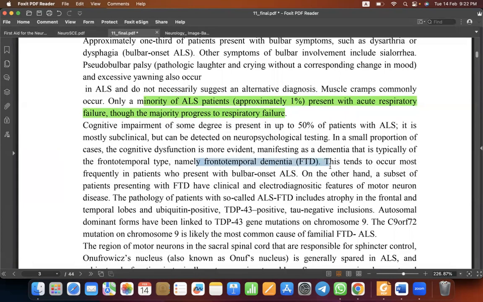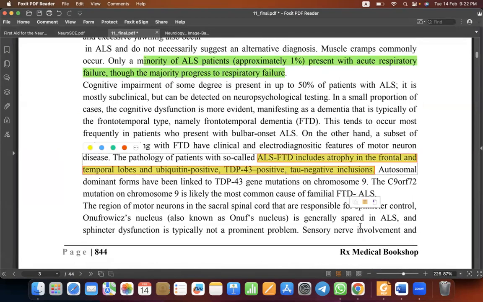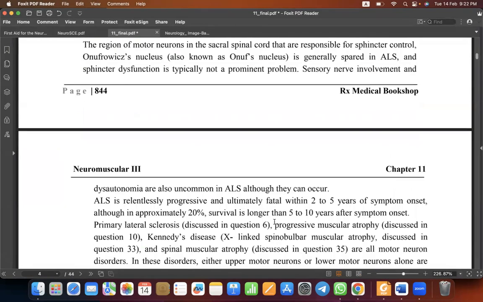Okay, frontotemporal dementia, they will have that atrophy of the frontal lobe and temporal lobe, also having ubiquitin positive, TDP positive, tau negative. That is very, very important, I guess. We should remember. Onuf's nucleus is spared, so particularly the sphincter dysfunction is not a prominent problem as well. And it relentlessly progresses. After 2 to 5 years of the symptom onset, there will be a significant amount of fatality as well.